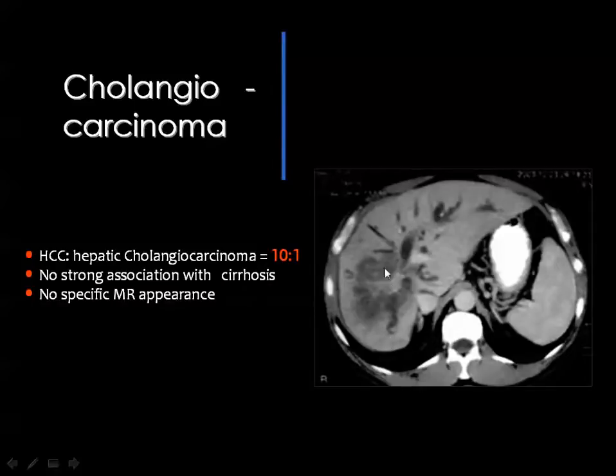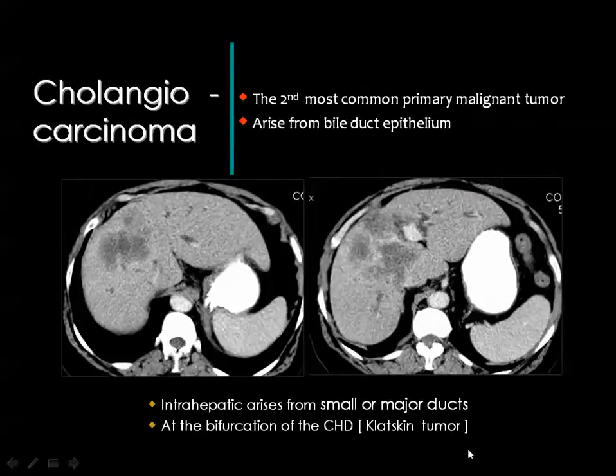Then the ducts draining into the obstructed duct will be dilated, as you can see. One of the reliable diagnostic criteria of cholangiocarcinoma is that you can see an infiltrating lesion in the liver surrounded by dilated biliary radicals.